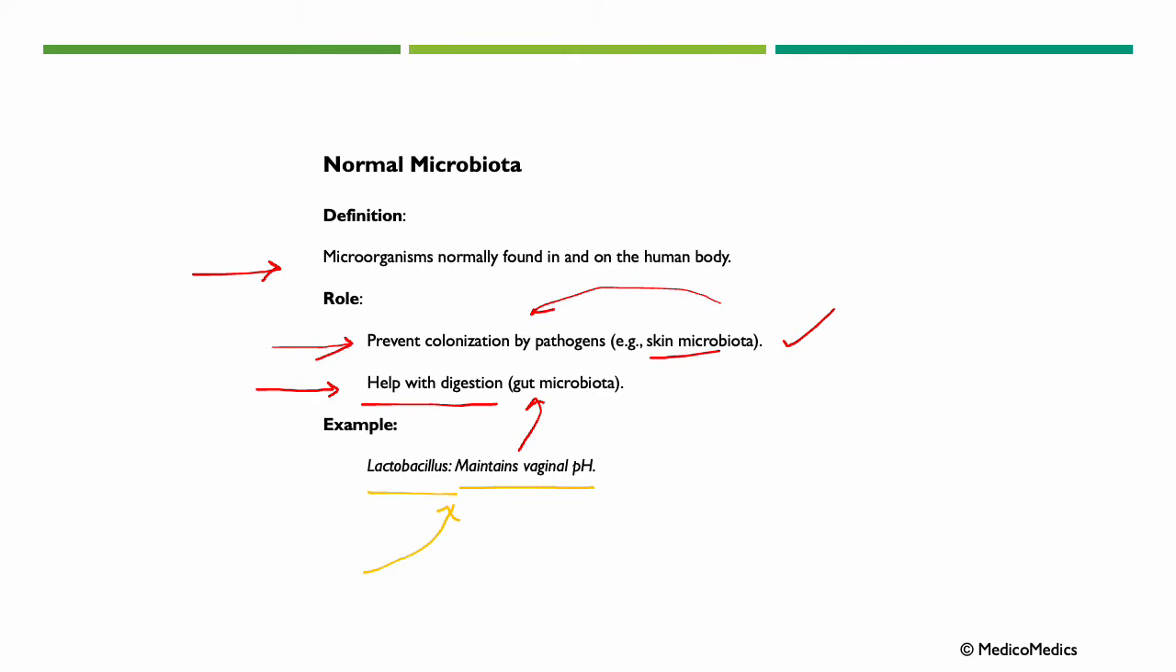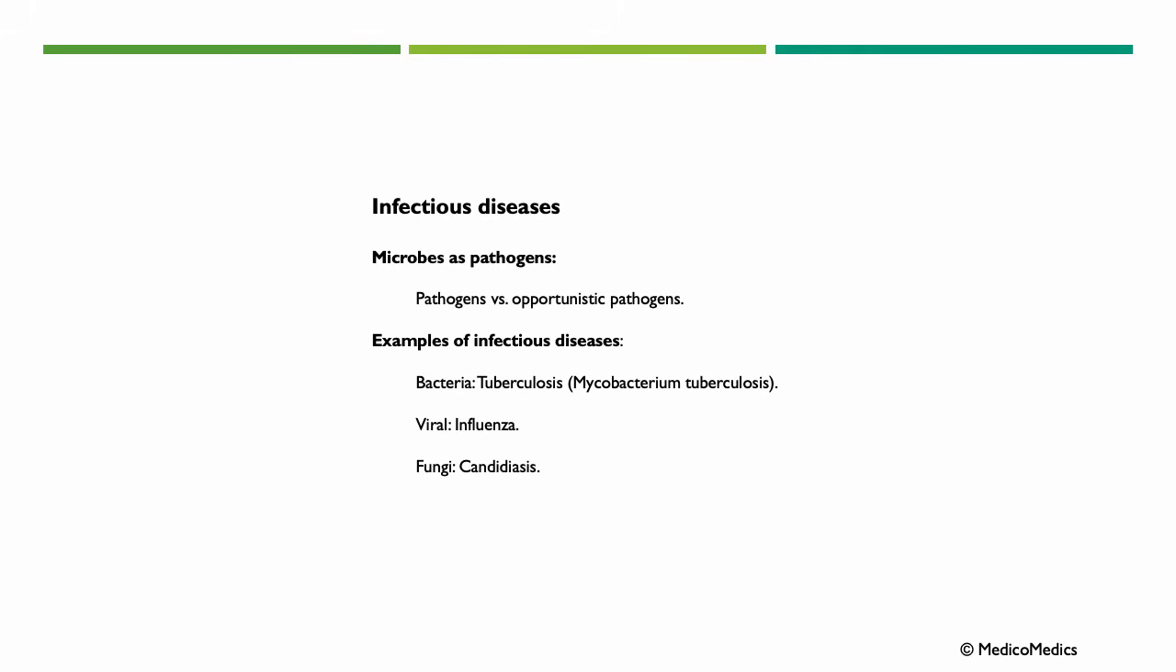However, if these quote-unquote good bacteria get out of balance for whatever reason, other harmful microbes might take over and then lead to pathology. Now, moving ahead from what is normal to infectious diseases caused by microorganisms. So we mention microbes as pathogens, where we say pathogens versus opportunistic pathogens. Pathogens are microorganisms that cause disease, while opportunistic pathogens cause illness primarily in individuals with weakened immune systems.